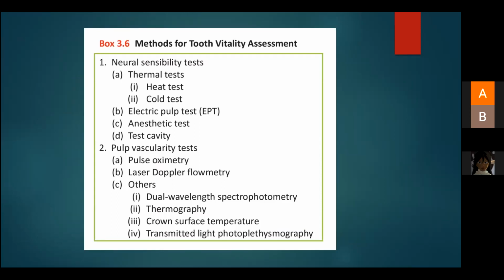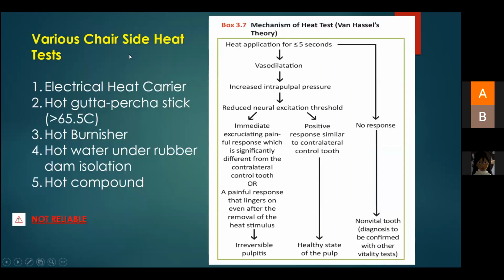Okay, so once again, these are the various chair side heat tests we can perform. It's very important to use an electrical heat carrier. It's very safe to use because you have the temperature control. If you don't have this, you can use hot gutta percha stick. You can use hot burnisher, hot water under rubber dam isolation, and hot impression compound. But these tests are not reliable.